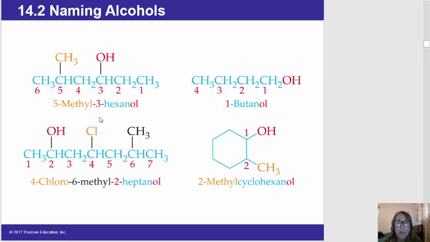So on this slide, which we saw previously when we were looking at how to name alcohols, we see 5-methyl-3-hexanol. This 3 carbon that's bonded to the hydroxyl is also bonded to 2 carbon atoms and 1 hydrogen, so it's secondary. 2-methylcyclohexanol is also a secondary alcohol. This 1 carbon bonded to the hydroxyl is bonded to 2 other carbons, and this is a line structure, so it's not that evident, but since carbon has to have 4 bonds, the other bond is to a hydrogen.